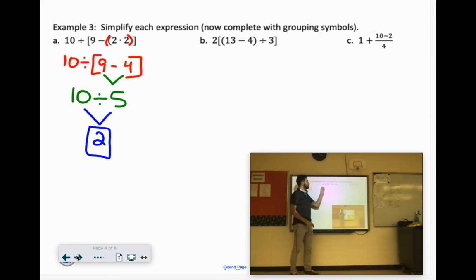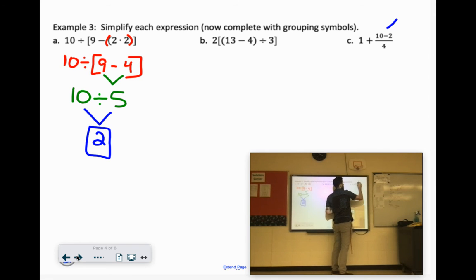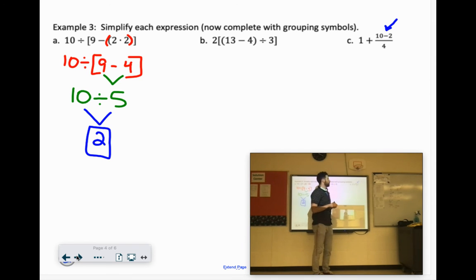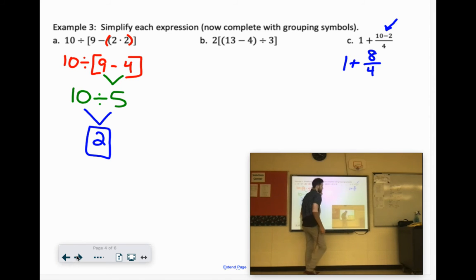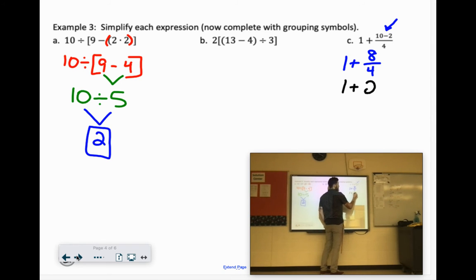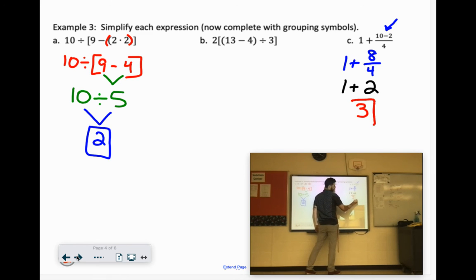I'm going to leave B for you to try. Let's try C because this is technically a grouping symbol. The fraction groups the numerator all together. So we're going to do 10 minus 2 first. So 10 minus 2 is 8. Now we have 2 options here. Do we go with addition or do we go with division? And yes, we go with division. 8 divided by 4 is 2. And then our last step, 1 plus 2 is 3.